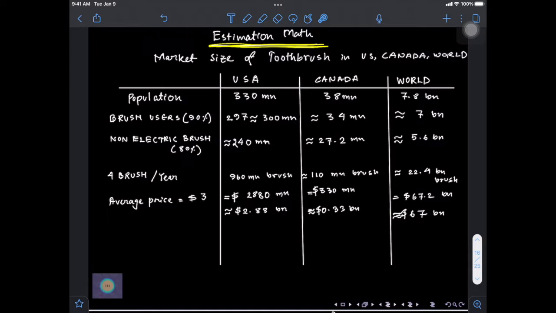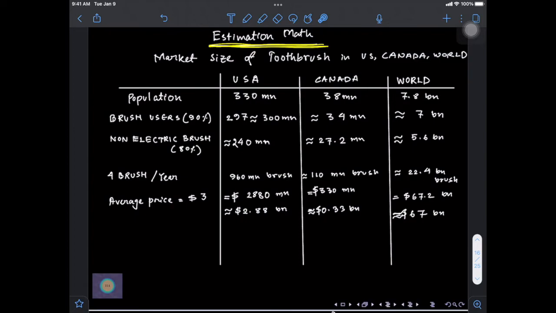And then let's assume the average price of a brush, and in this example I'll assume that the average price of a brush is $3. In reality there are different qualities of brush available, so we can buy something maybe for $1, and then there are other good brushes that are maybe $20 or $25 per brush.